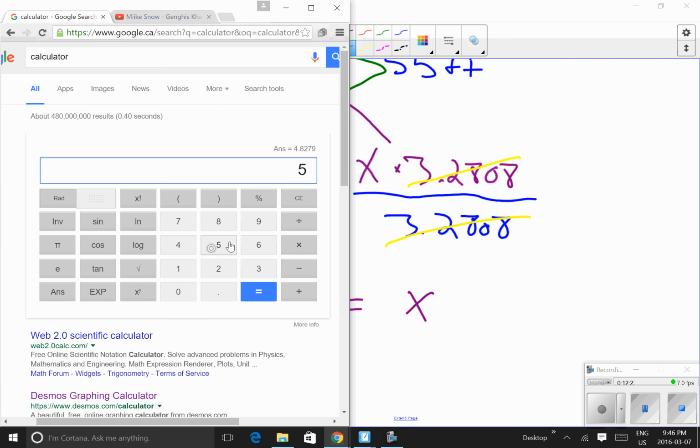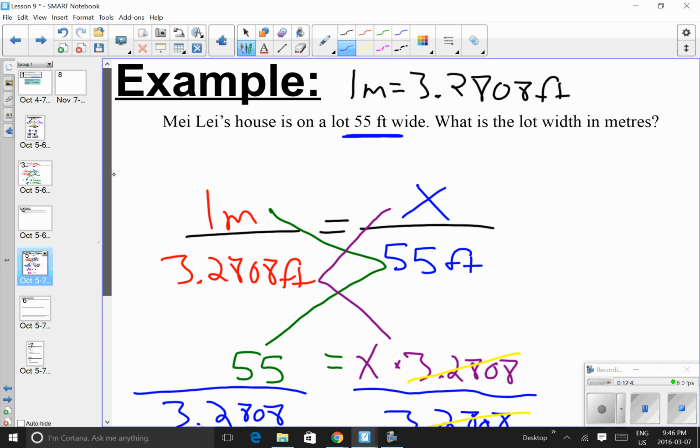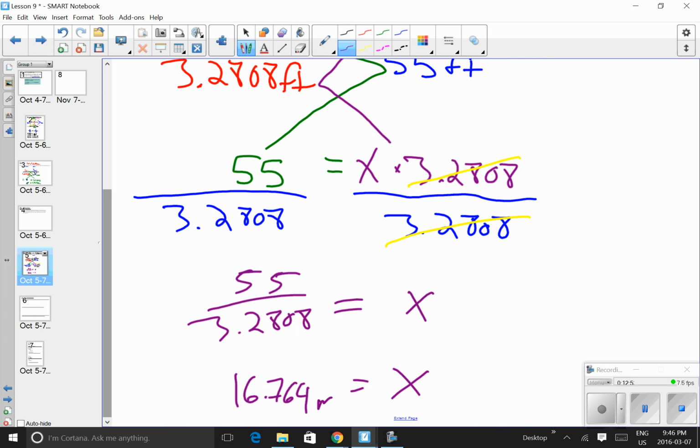So I'm going to go 55 divided by 3.2808. That's my answer: 16.764. X equals 16.764. What were we looking at? What is this? Cows, cattle, meters. So that's my unit. Whatever was on the top here would be the top here. So X has to be in meters. And that's my answer. Alrighty.